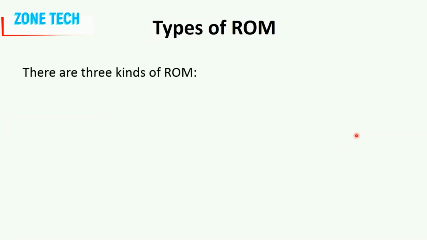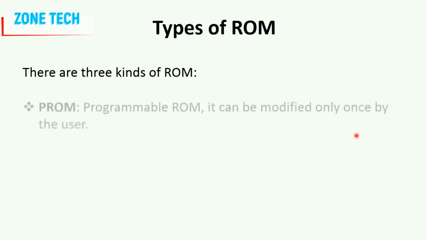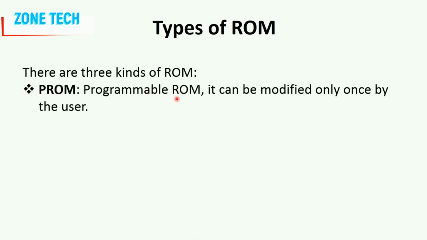Basically, there are three types of ROM: PROM, EPROM, and EEPROM. First, PROM, programmable ROM. It can be modified only once by the user. The PROM chip has small fuses which are burned open during programming. That's why it is not erasable.